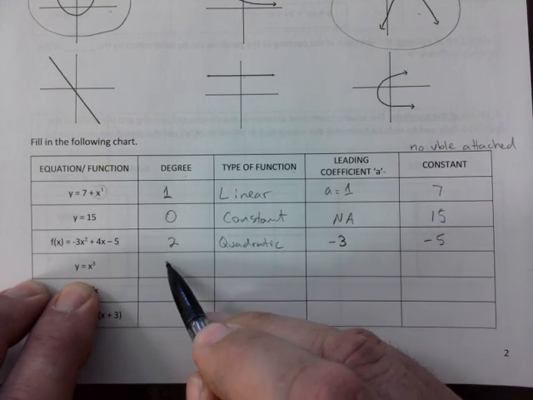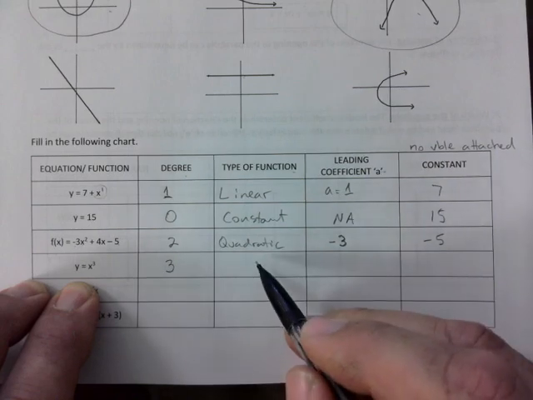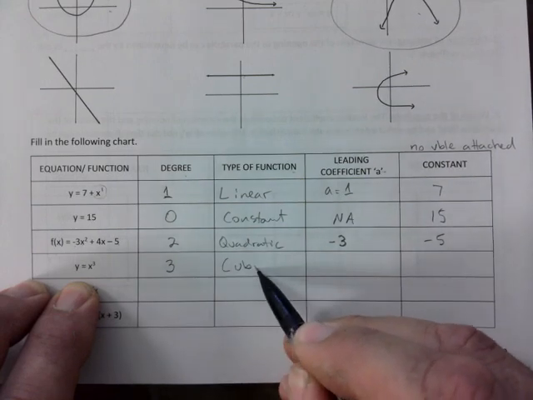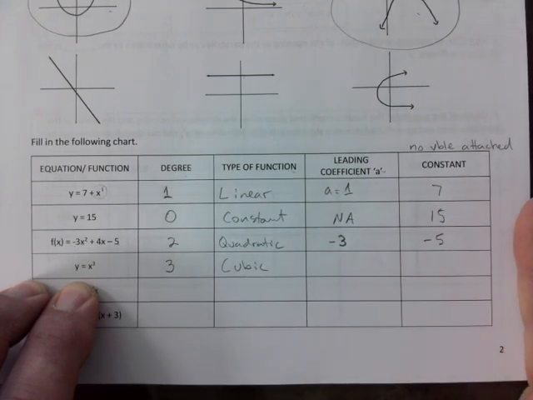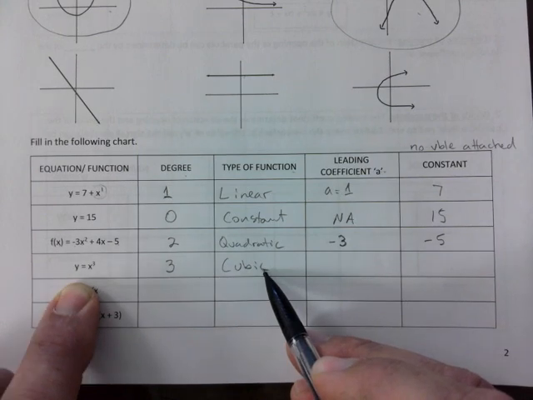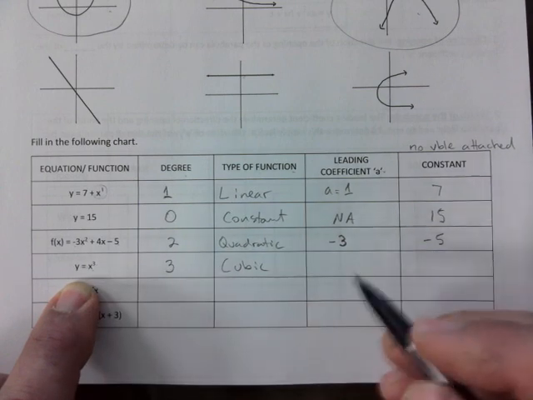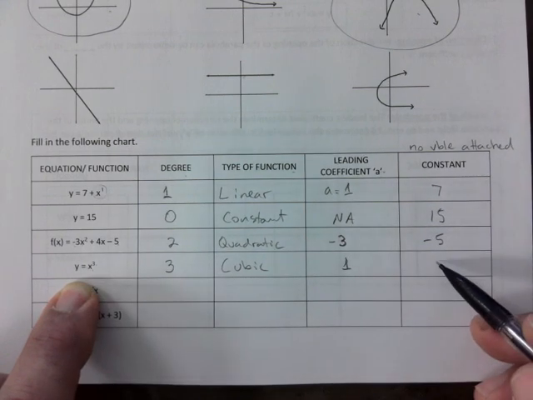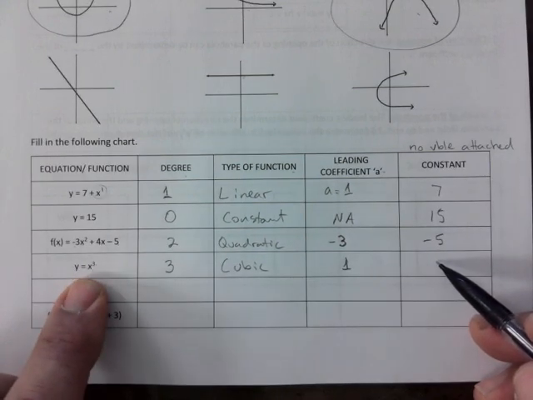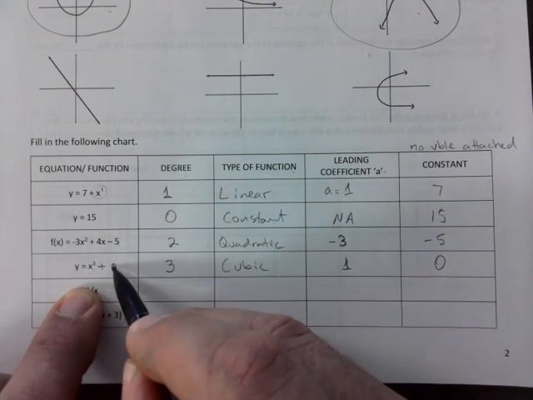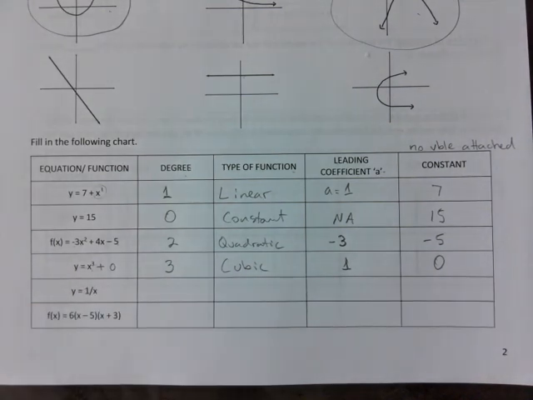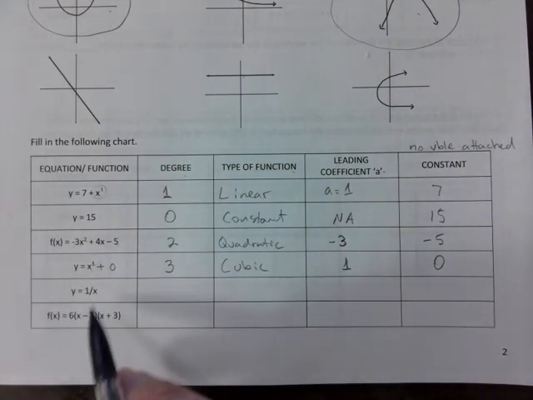Next one, degree is 3. This is actually called a cubic. I didn't expect you to know that. If you guessed it, what did you come up with? I don't know, some creative names. But we're going to do that in grade 12. Okay, cubic. Leading coefficient, you go to x cubed and it's 1, right? And what's the constant in this case? 0, right? There's actually a plus 0 if you'd like, trailing that thing.